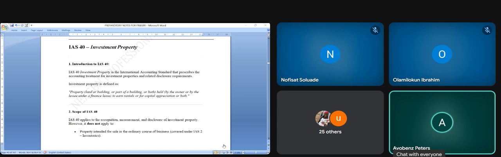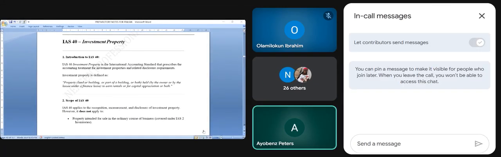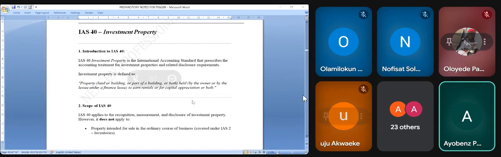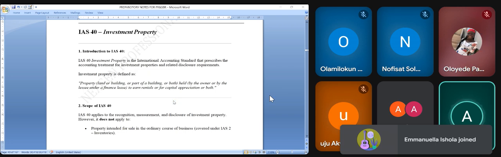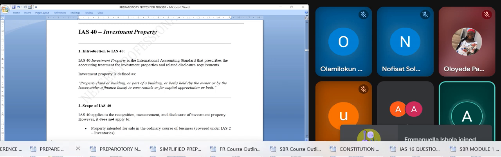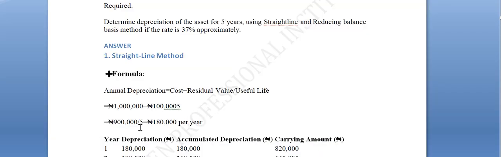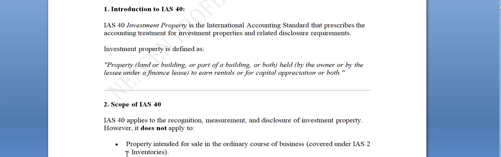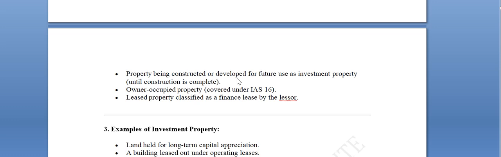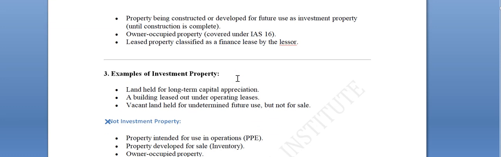So quickly, let's look at some other aspect of this very important standard. That's talking about the examples, as it were. So we have quite a number of examples here.